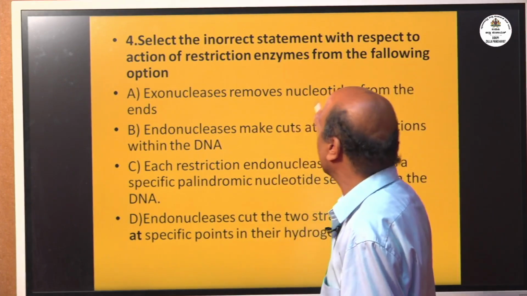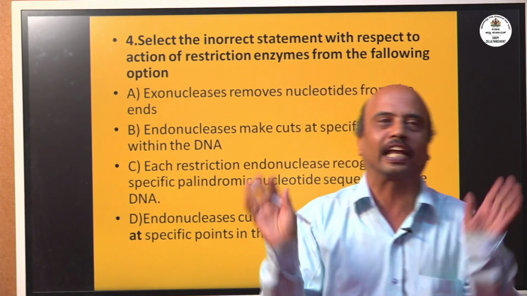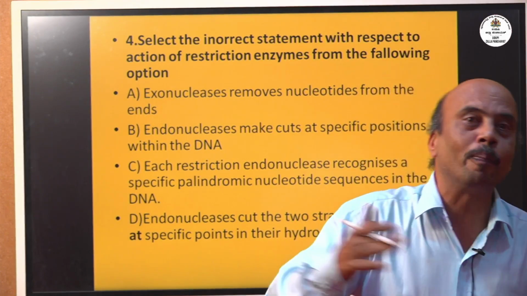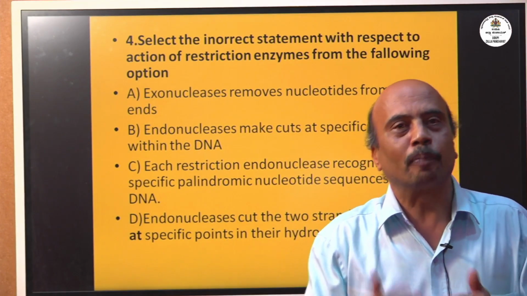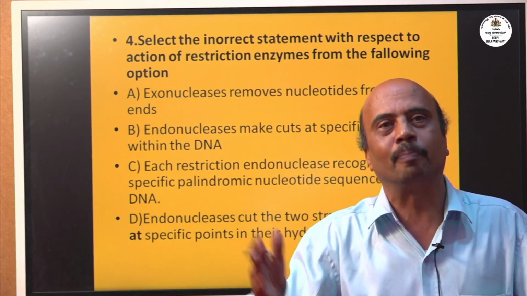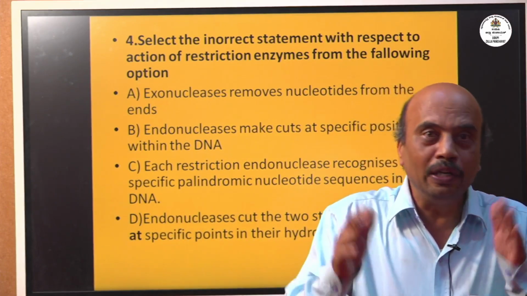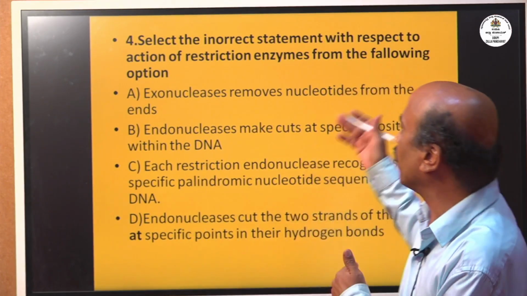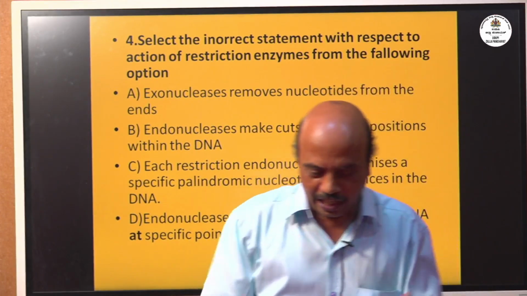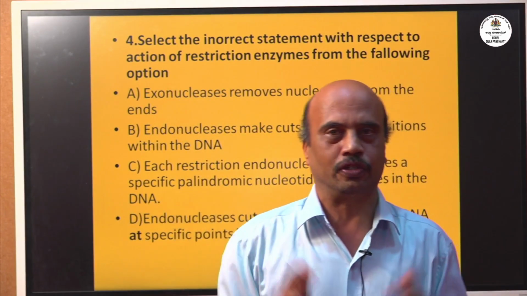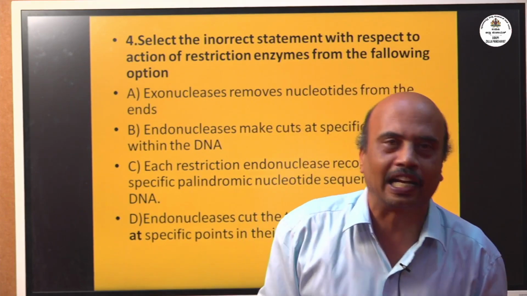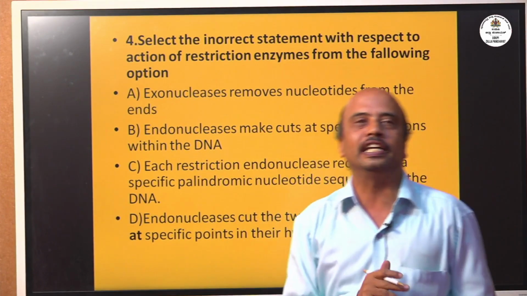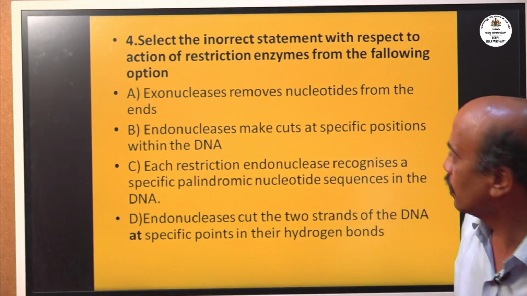See, exonuclease removes nucleotides from the ends. That is correct. Nucleotides are removed. You already know certain enzymes, for example, exopeptidases with respect to protease enzymes. They remove amino acids from the terminal position. Endopeptidases, on the other hand, make internal cuts in the polypeptide chains. Similarly, we have exonucleases. These are the enzymes that remove the nucleotides from the ends, whereas endonucleases make internal cuts. Endonucleases make cuts at a specific position within the DNA. So both statements are right. First, A and B are right.